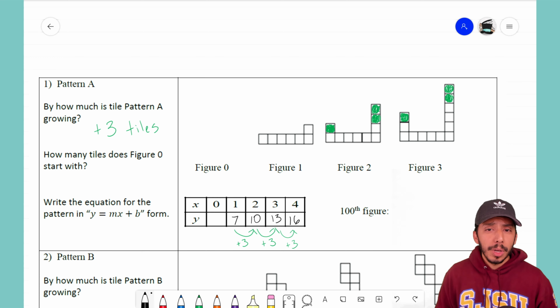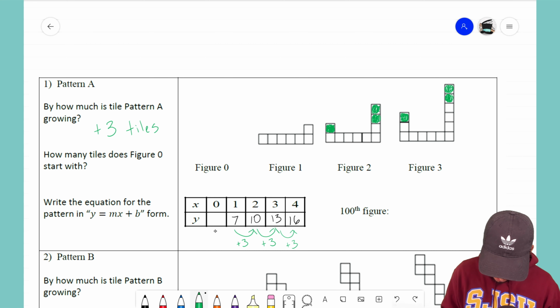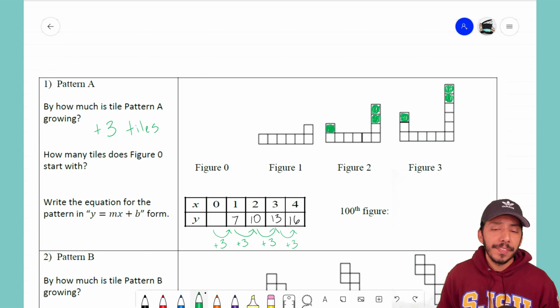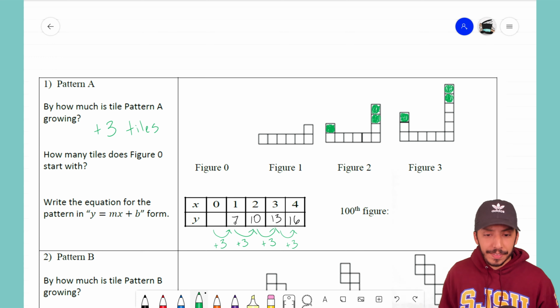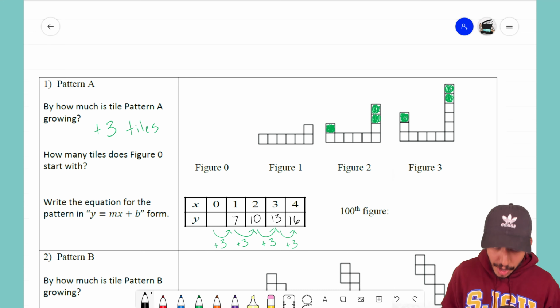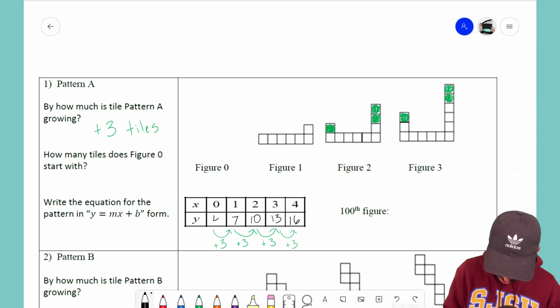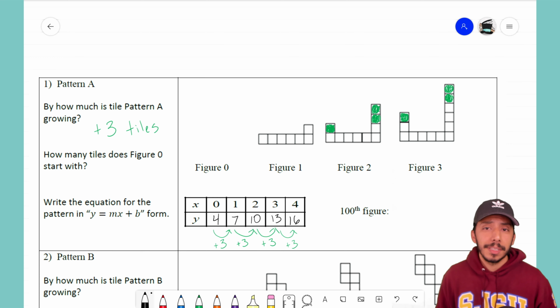If we look at that table, we know that figure 0 is unknown at this moment. We don't know how many tiles are in there. But what we do know is that whatever that amount was, we added 3 tiles to get to figure 1. So now we can work backwards as we go through that table. I know that figure 1 has 7 tiles. I know I'm adding 3 to some number to get 7. So I know then that figure 0 must have a total of 4 tiles, because 4 plus 3 is going to give us our 7 tiles in figure 1.